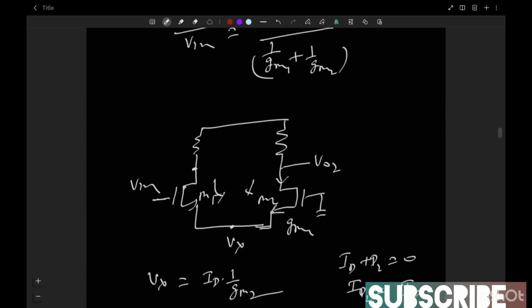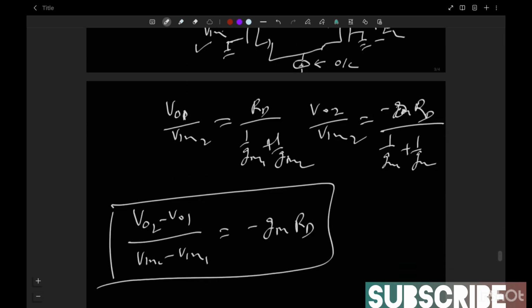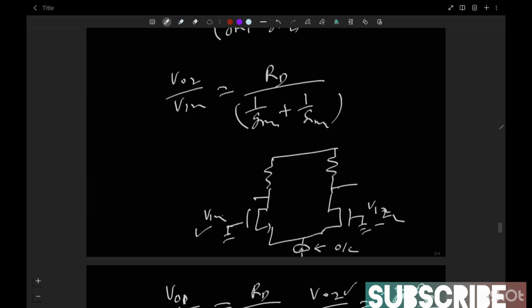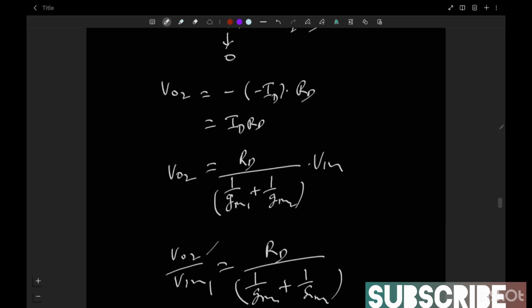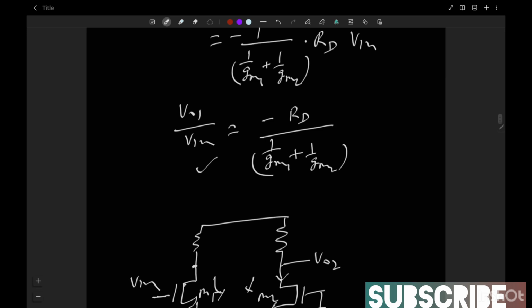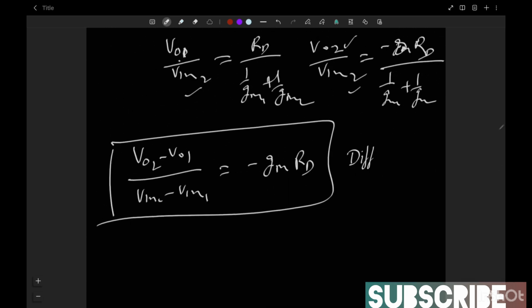But it can be asked like this, or it can be directly asked like this only. So Vo1 you will get in terms of Vn2, similarly Vo2 you will get in terms of Vn2, and in the above case Vo2 in terms of Vn1 we have calculated here. So this is the differential output and differential input gain. And for common mode gain, what will be the common mode gain? We have derived it in another video, you can see that.